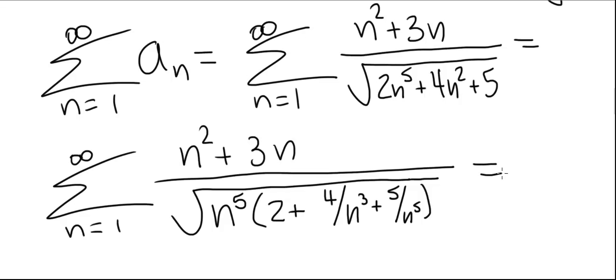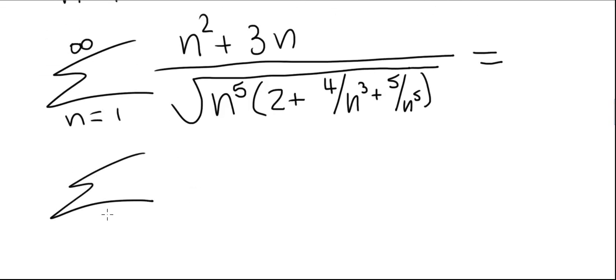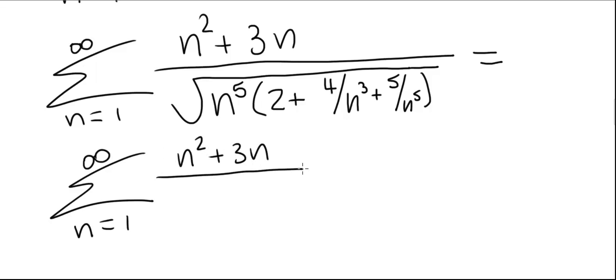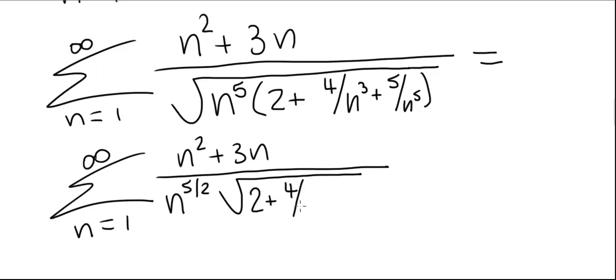And now one more step, we can take the square root of n to the fifth and rewrite this as the summation from 1 to infinity of n squared plus 3n divided by n to the 5 halves times the square root of 2 plus 4 divided by n cubed plus 5 divided by n to the fifth. Now notice that inside the square root, as n gets larger and larger, 4 over n cubed and 5 over n to the fifth get smaller and smaller, so they become negligible when n is very large. We want to now look at the highest power of n we see in the numerator and denominator.